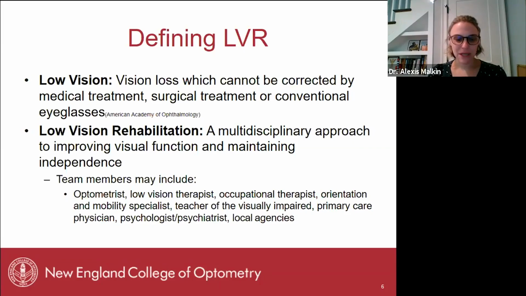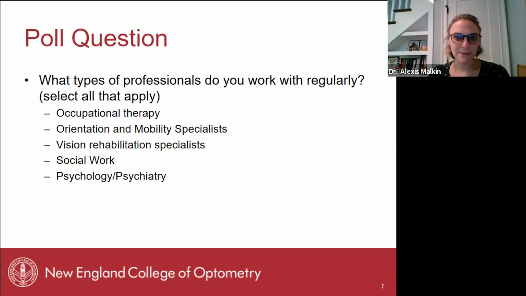The team members may include a whole host of different rehabilitation specialists, so optometrists, ophthalmologists, low vision therapists, occupational therapists, orientation and mobility specialists, teachers of the visually impaired. At times, the primary care physician or geriatrician is involved. Psychology and psychiatry can be involved, as well as local agencies. So to get a sense of where everybody is today, what types of professionals do you work with regularly? And this will be our first poll. You can choose all that apply.